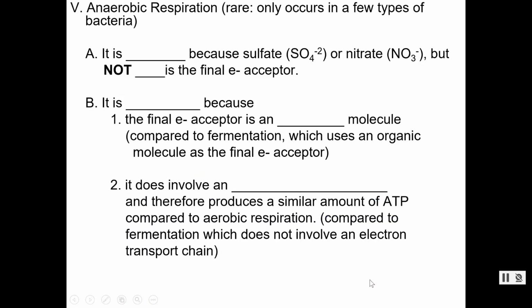Okay, if you remember at the beginning, I said there was 36 or 38. 38 is what prokaryotic cells do. Eukaryotic cells only net 36 ATP. What's the difference? In a eukaryotic cell, remember glycolysis occurs in the cytoplasm. Where do the prep steps and Krebs cycle occur? The matrix of the mitochondria.